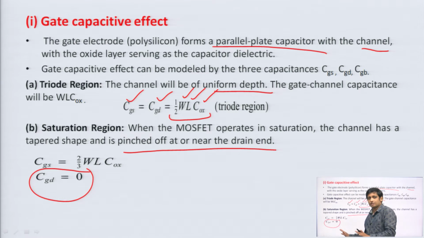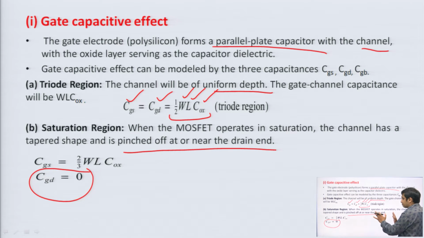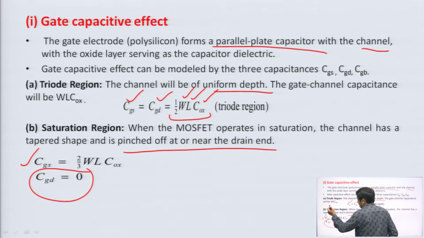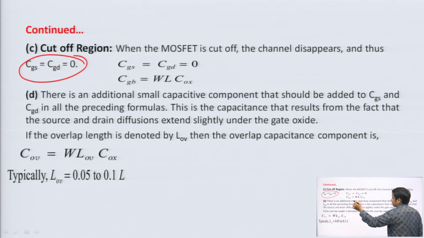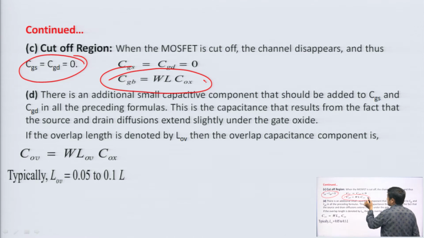Ideally we consider it 0; practically the value of CGD is very small. So, many times we neglect this CGD because in saturation region the channel is pinched off, and the gate to source capacitance is more here, 2 by 3 W into L into COX. Next, in cutoff region, since there is no channel, the gate to source and gate to drain capacitances are 0, but here the gate to body capacitance is more, that is W into L into COX.